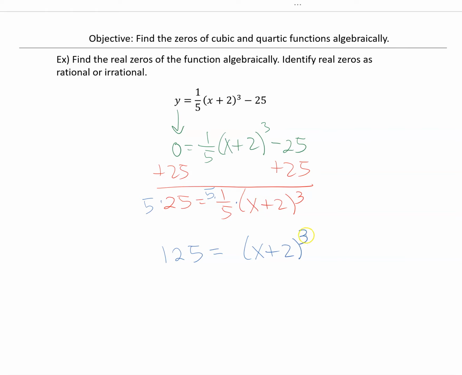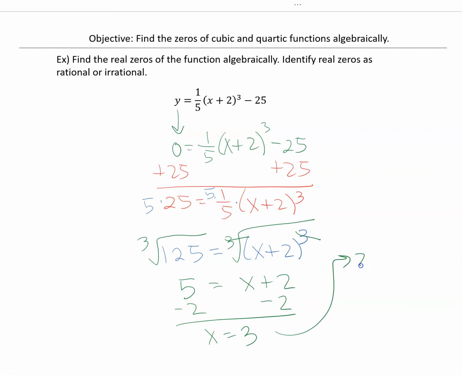We're now going to undo our power of 3, so we would take the cube root of both sides. Cube and cube root would cancel. The cube root of 125 would be 5, 5 times itself 3 times being the 125. And then we would undo this addition that was inside the parentheses, subtracting, and that gives us x equals 3. So in this case, we have a 0 that is equal to 3, which is, again, another rational number. So we make that statement.